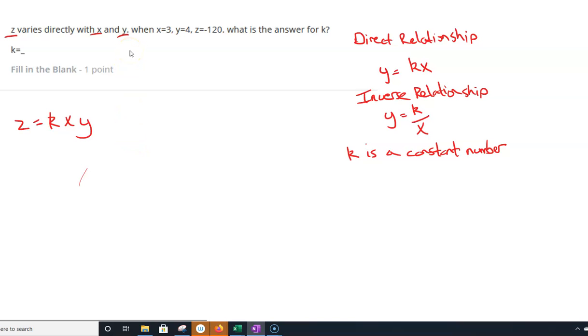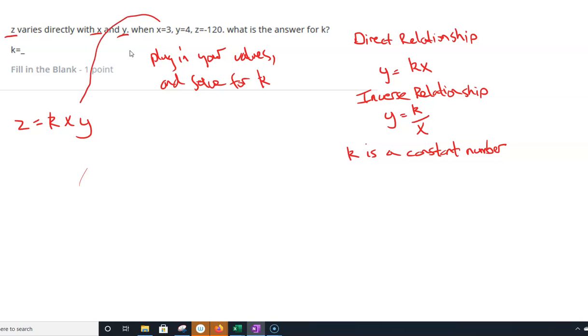So once you have your equation set up like this, the next thing you want to do is plug in your values and solve for k. So I'm going to plug in 3 for x, 4 for y, and negative 120 for z. And let's see what we get. Negative 120 is equal to k, and then x is 3 times 4, like that. Okay?